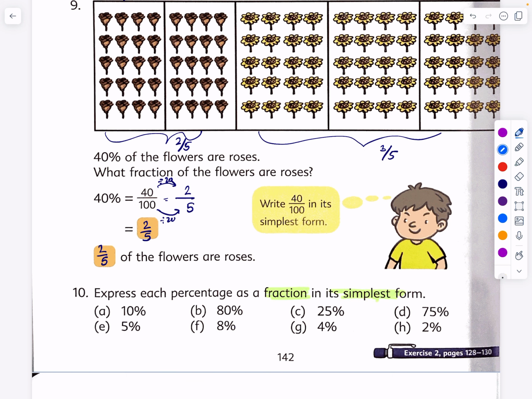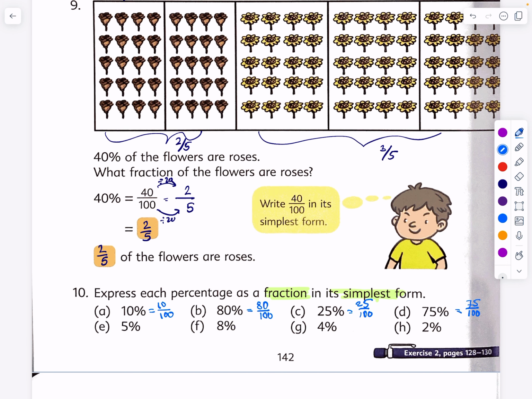Remember, we always simplify our fractions. So let's go. 10%, let's rewrite it first as 10 out of 100. 80% is 80 out of 100. 25% is 25 out of 100 equal parts. 75% is 75 out of 100 equal parts.